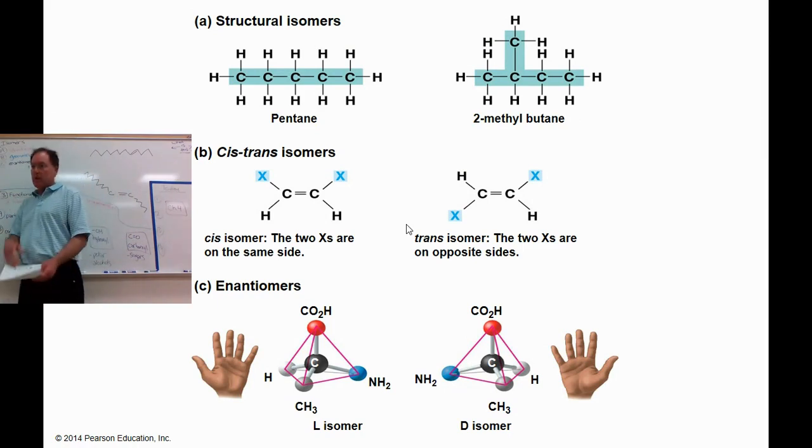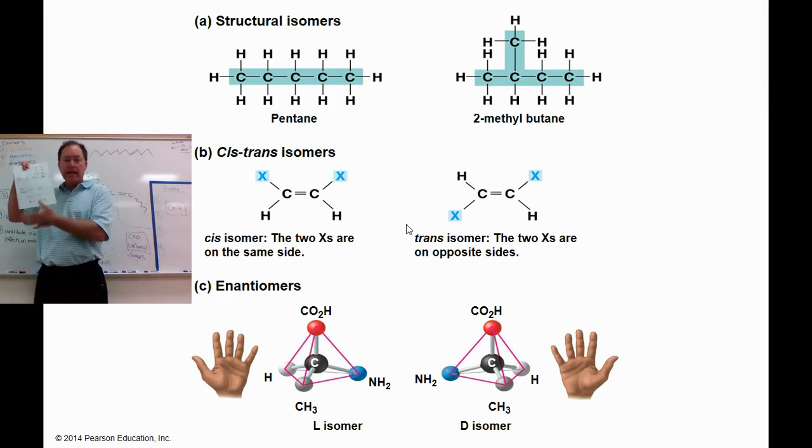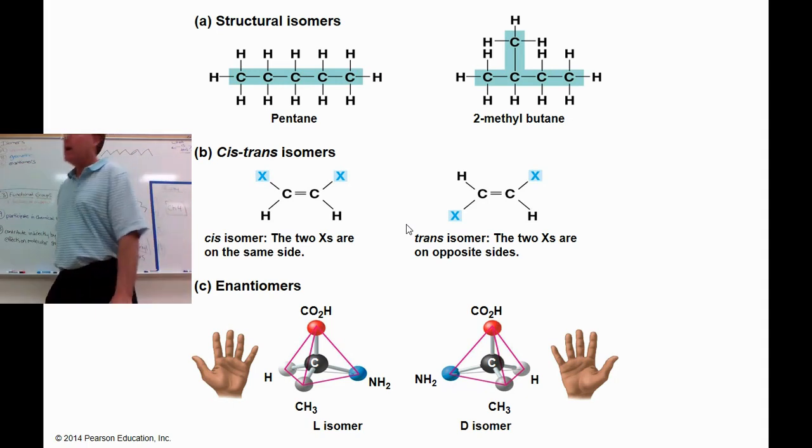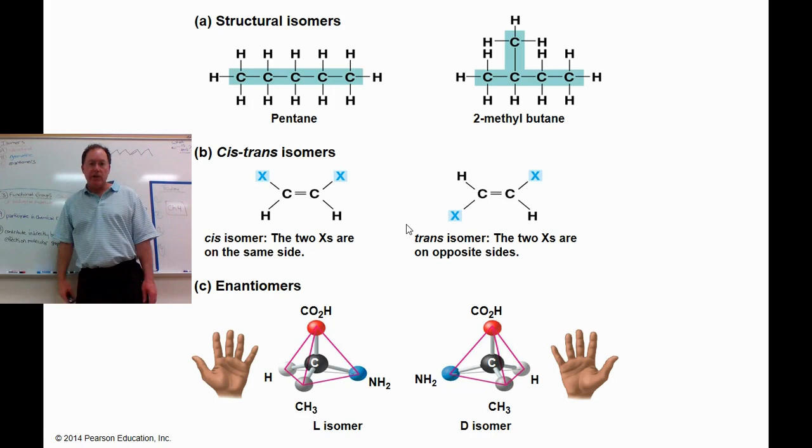Sorry about the shirtless moment in my cartoon. Let's talk about isomers. Isomers are compounds that have the same number of atoms, just often in different arrangements. You can see that right here on my handout. This is a picture from your textbook. There's three different types. We'll talk about structural, geometric, and enantiomers.